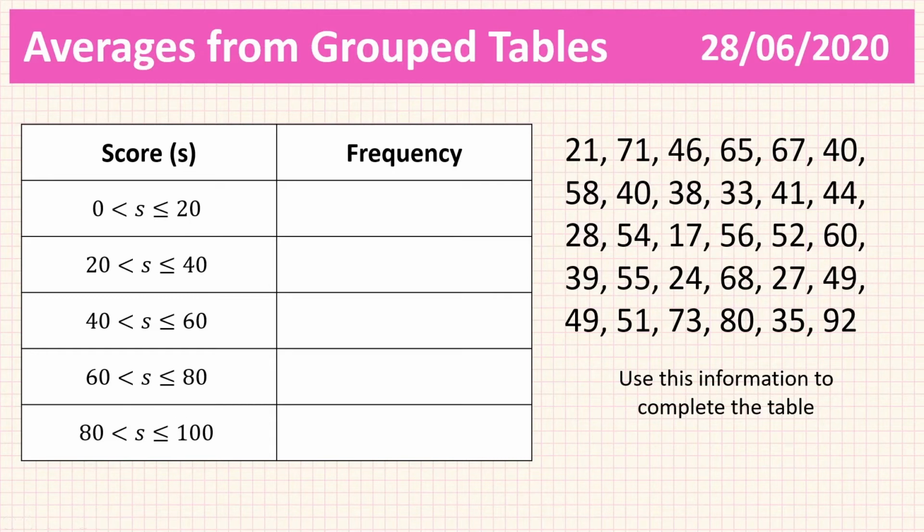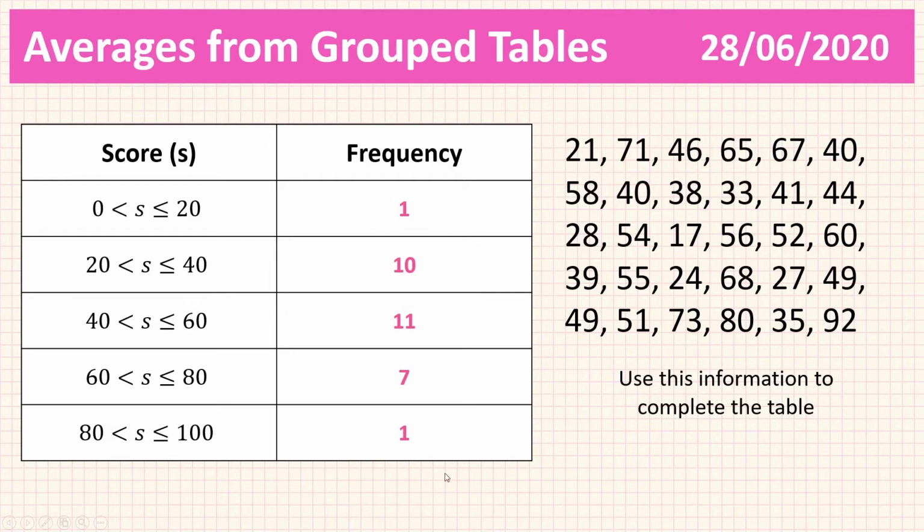So what I'd like you to do is pause the video and fill in this table for me, please. Okay, so if you filled in this table correctly, it should look something like this. It means that there is one person who scored between 0 and 20, 10 people who scored between 20 and 40, 11 people who scored between 40 and 60, and so on and so forth.